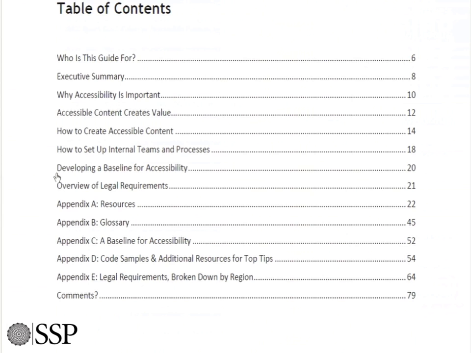Interestingly enough, we have an overview of all the legal requirements, addressing legal requirements in the US and internationally. So we're now up to the overview of legal requirements, page 21. Here the fun starts on page 22 with all the appendices and resources, and there is a huge section on the legal requirements internationally, a glossary of terms for everybody who is not versed in this, and detailed information about the baseline, which is what I'm going to address next.